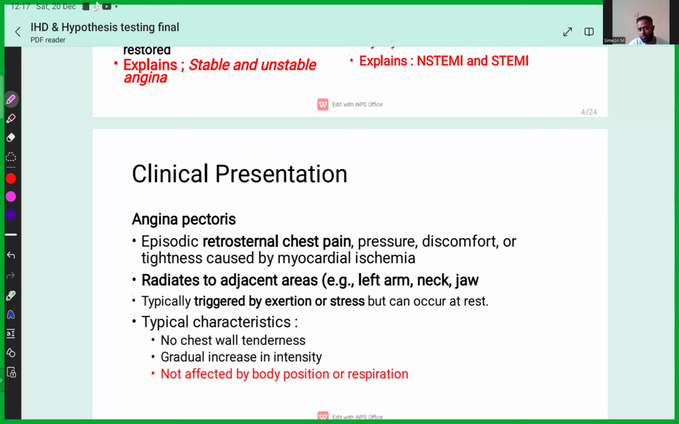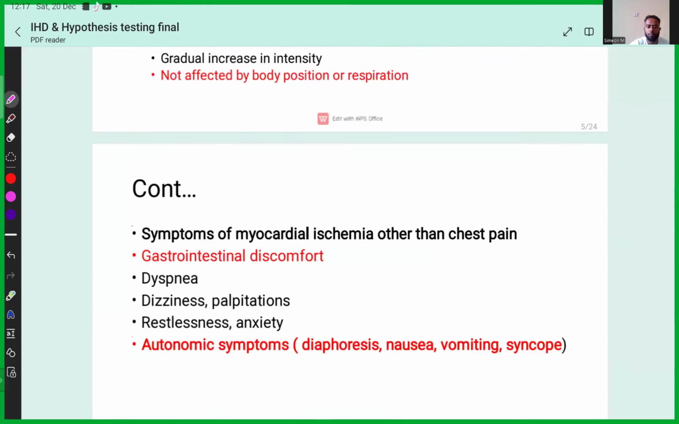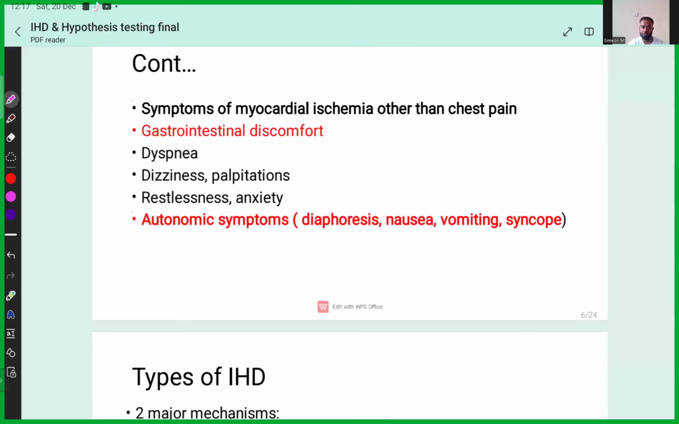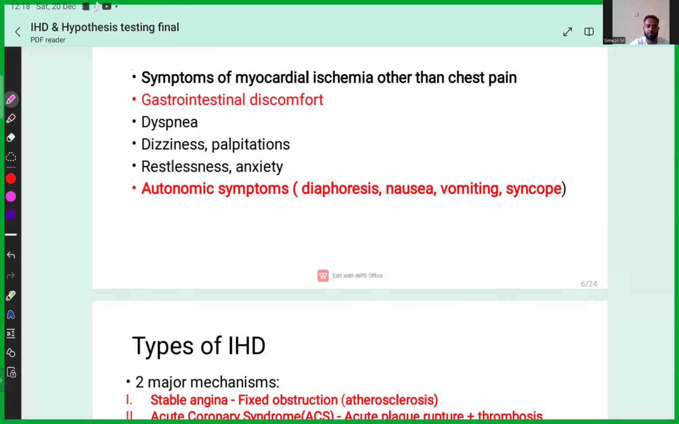So how do we differentiate it from other types of chest pain, such as GI or respiratory causes? It's not affected by body position or respiration, and there is no chest wall tenderness. There are other associated symptoms such as gastrointestinal discomfort, dizziness, palpitations, and autonomic symptoms such as diaphoresis and syncope. Particularly, these atypical symptoms are common in patients such as elderly women, diabetic patients, and patients with autonomic neuropathy.